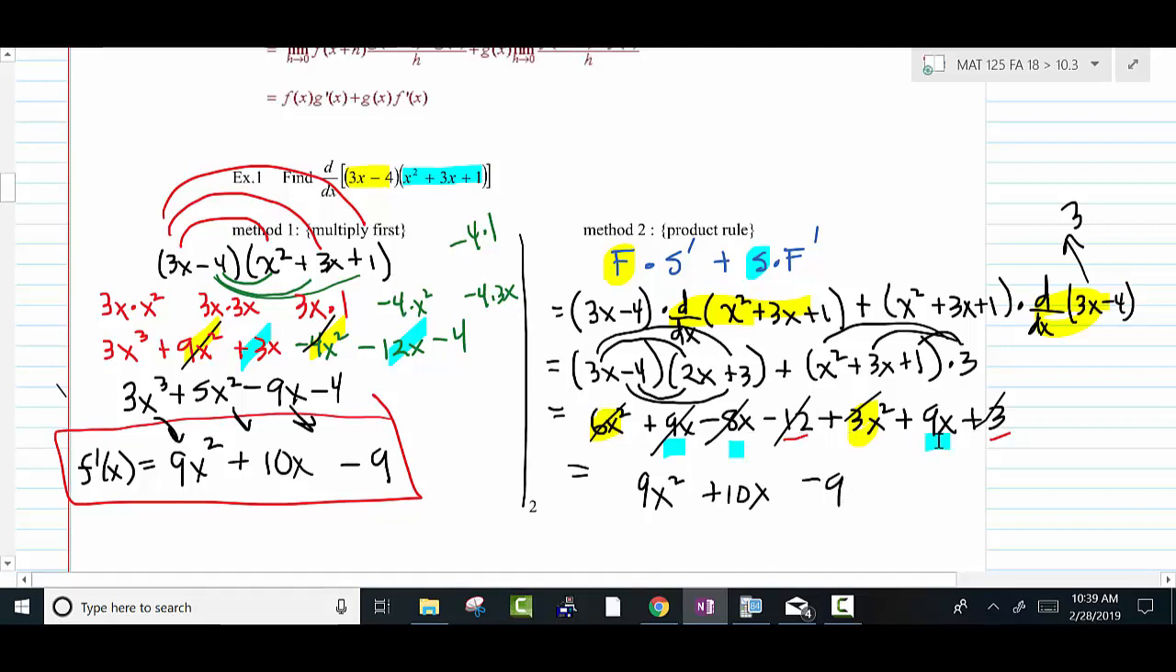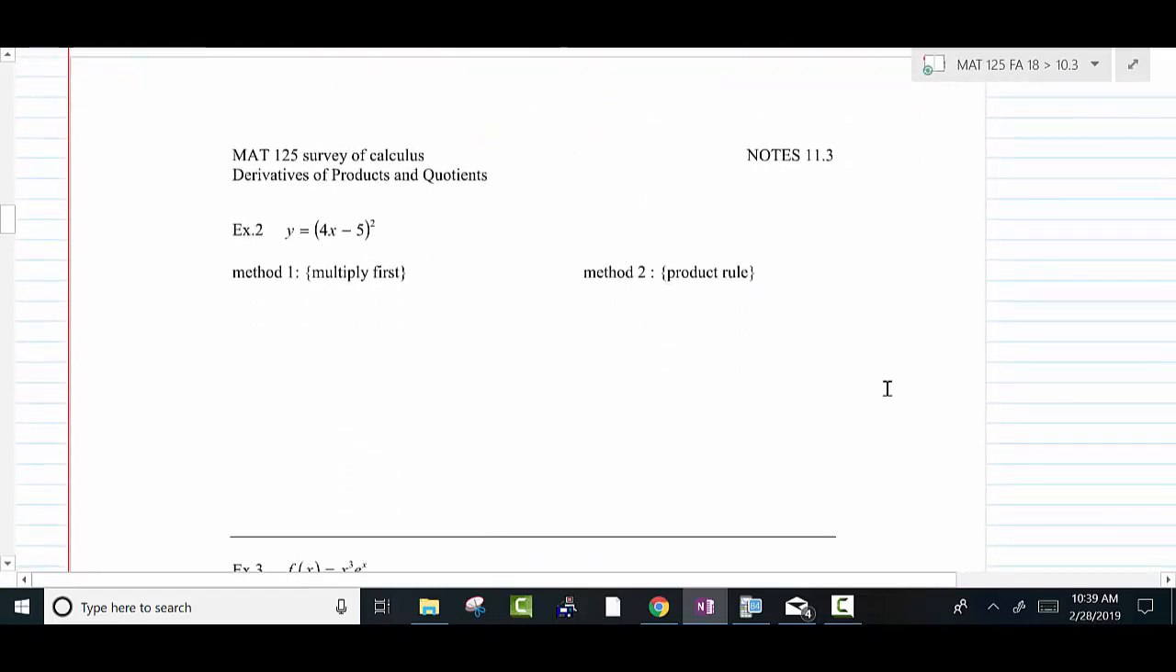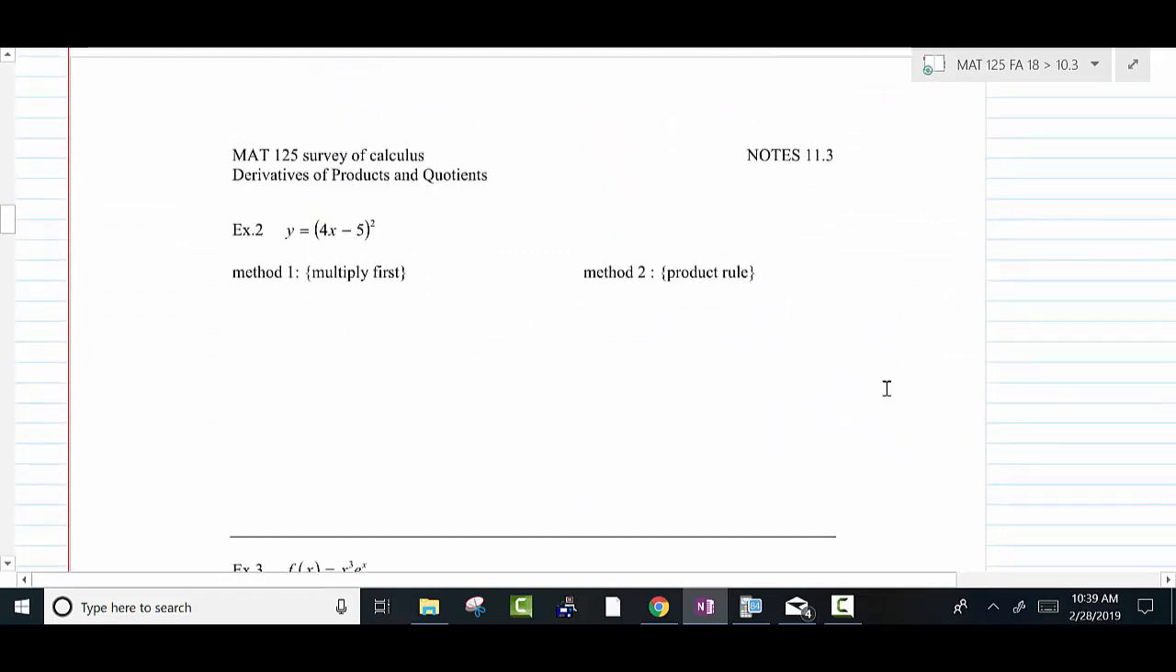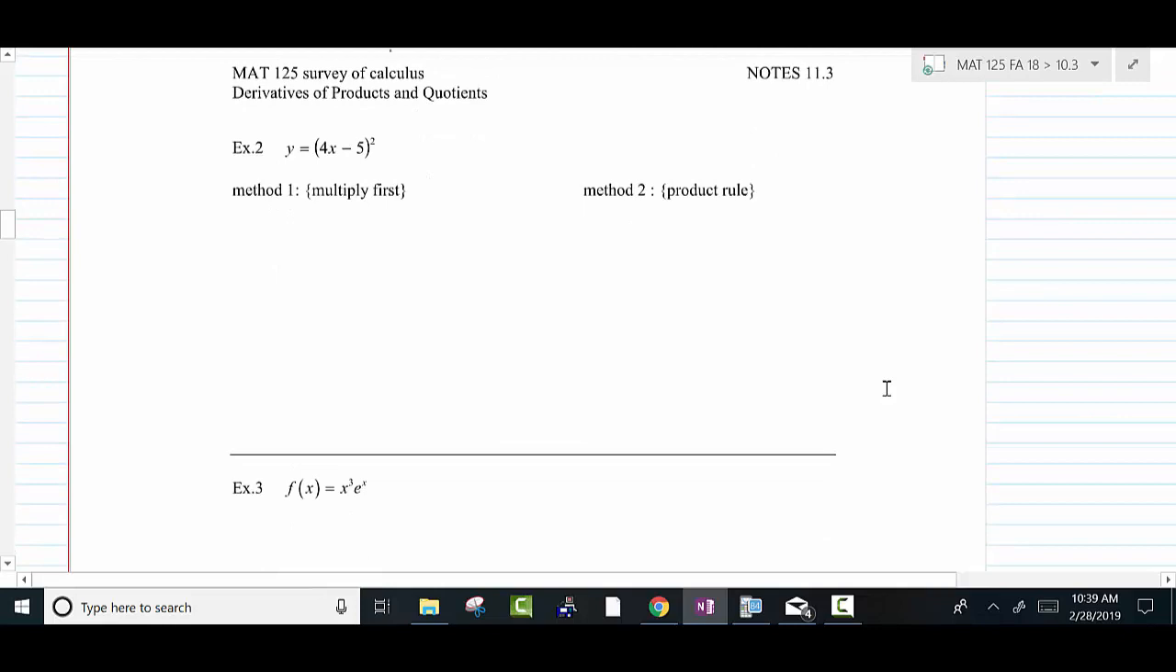Okay, any questions about what we did? Okay, all right. So let's see. I'm going to do a couple more here, then I'll let you work one or two of these out before we do a break. Okay, so let's do this one. Now let's multiply this out. How do you multiply this out?